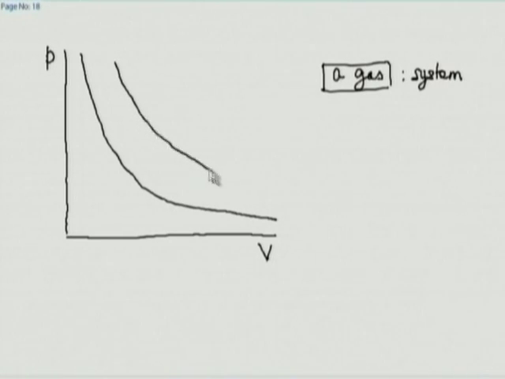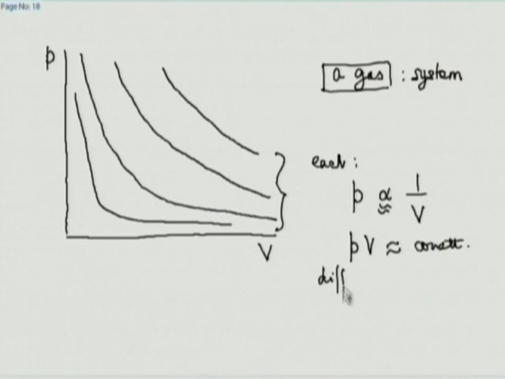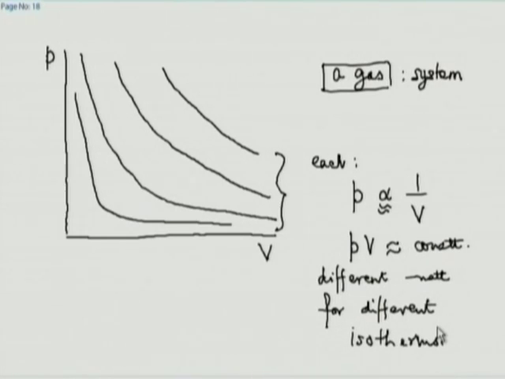You take a different set of isothermal curves, you get a set like this. Third set you will get like this. Fourth set you may get like this. Each one of these is represented by P is approximately, not exactly, proportional to 1 over V. That means P into V is approximately a constant, and different constants for different isotherms. So he came up with an idea that if this is approximately constant, then perhaps that constant, which is different for different isotherms, can itself be used as the label of a temperature.